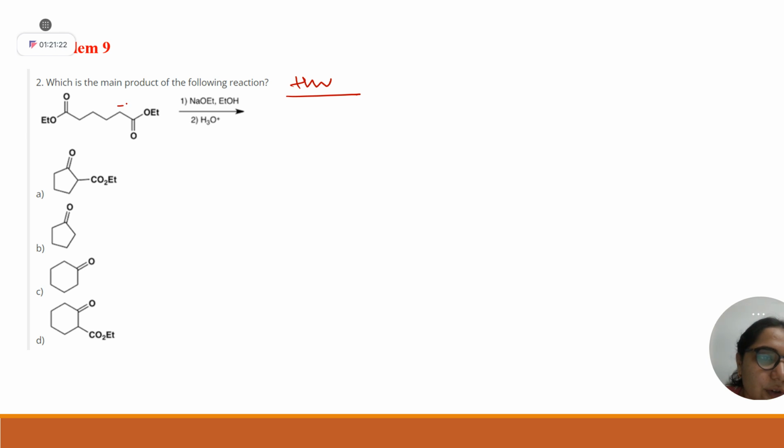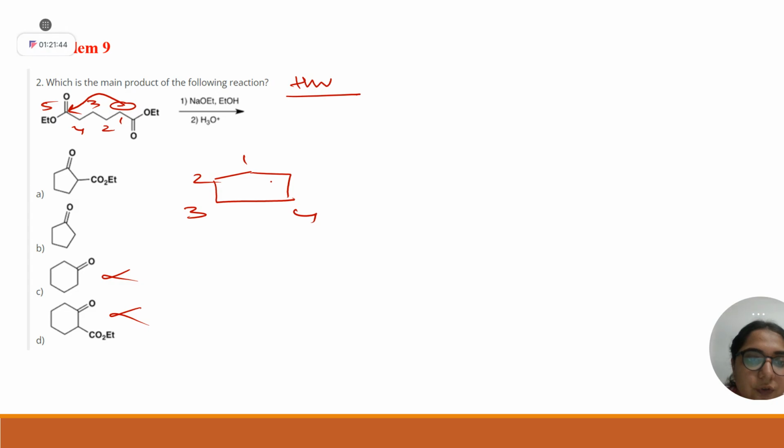So it is very easy, I think. It will abstract a proton from this side. Only possibility: one, two, three, four, five. A five-member ring will form. So we can easily eliminate option C, option D. Now, the one thing that is left is attack onto this. It will form a five-member ring. Okay. Number it 1, 2, 3, 4, 5.